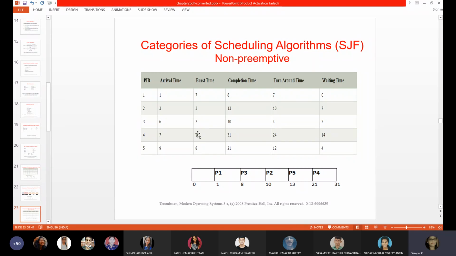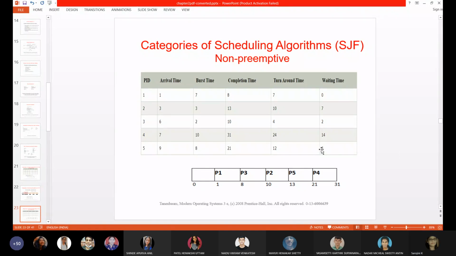Now only these two processes are there, and no other new process arrived. So which process will be selected by taking the SJF algorithm? Process P5. Process P5 enters in the 13th millisecond and will complete its execution in the 21st millisecond. Then we have only one option in the ready queue to put in the CPU, that is process P4. Process P4 will go to the CPU in the 21st millisecond, and it will complete its execution in the 31st millisecond. So this way the scheduling will happen.